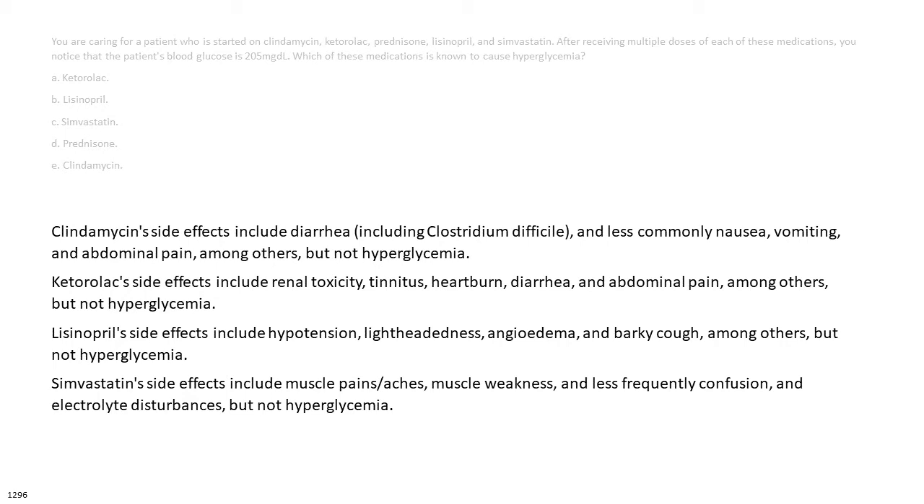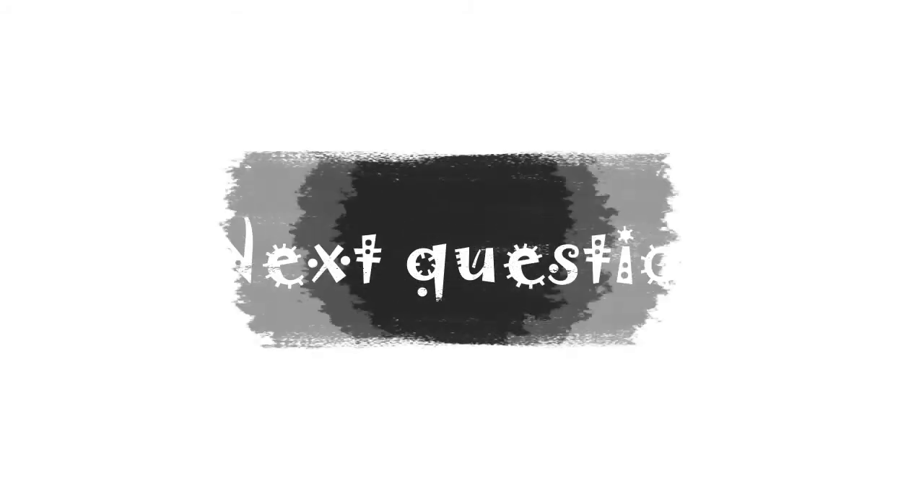Lisinopril's side effects include hypotension, lightheadedness, angioedema, and barky cough, among others, but not hyperglycemia. Simvastatin's side effects include muscle pains, aches, muscle weakness, and less frequently confusion and electrolyte disturbances, but not hyperglycemia.